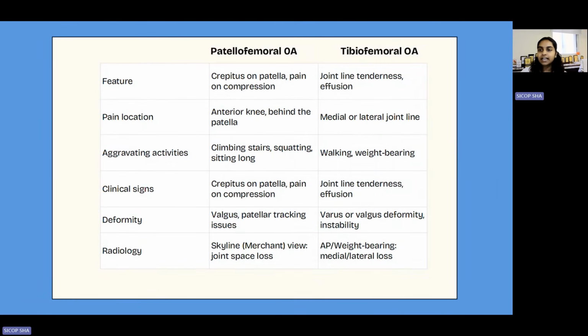Coming to patellofemoral and tibiofemoral OA. In patellofemoral OA, there is crepitus on the patella and pain on compression, whereas in tibiofemoral OA, there is joint line tenderness and effusion. An important factor to differentiate between patellofemoral and tibiofemoral OA is the pain location: the pain is in the anterior knee behind the patella in patellofemoral OA, and at the medial or lateral joint line in tibiofemoral OA. The aggravating activities in patellofemoral OA are climbing stairs, squatting, and sitting for long, whereas tibiofemoral OA has difficulty in walking and weight bearing.